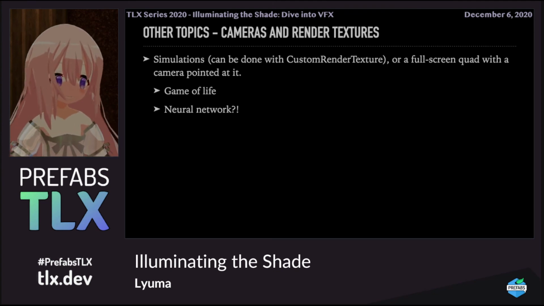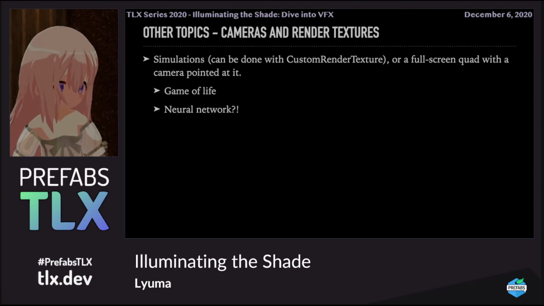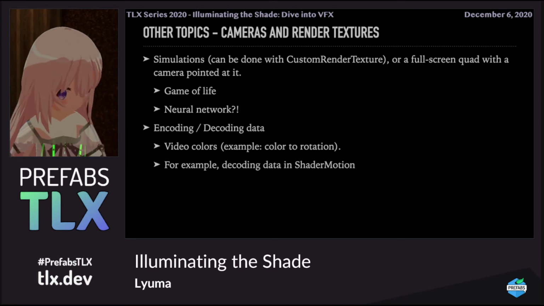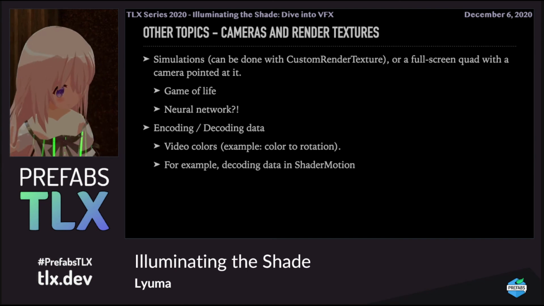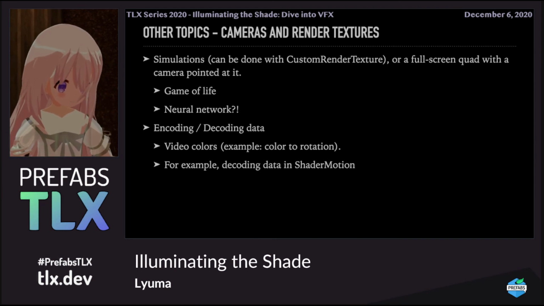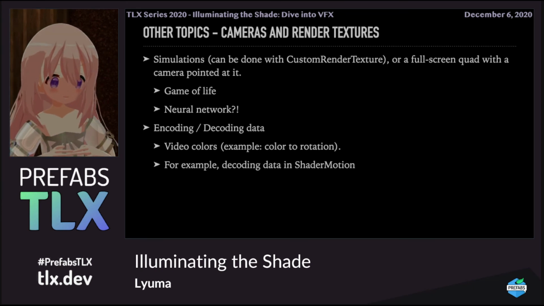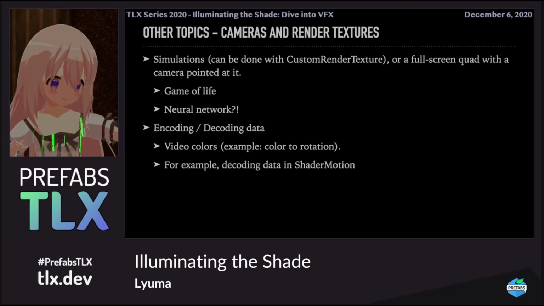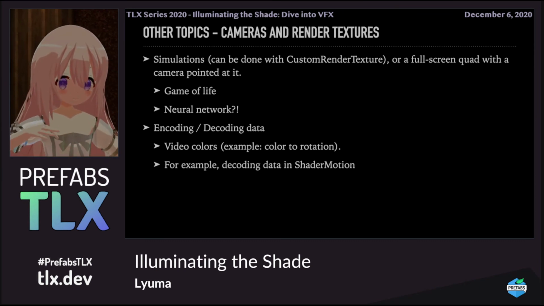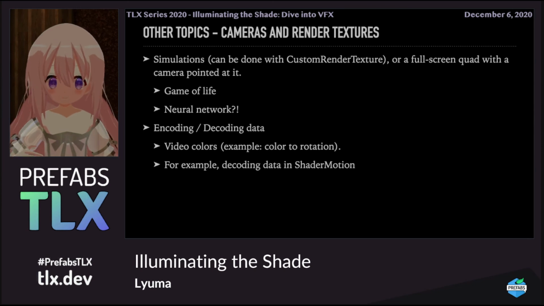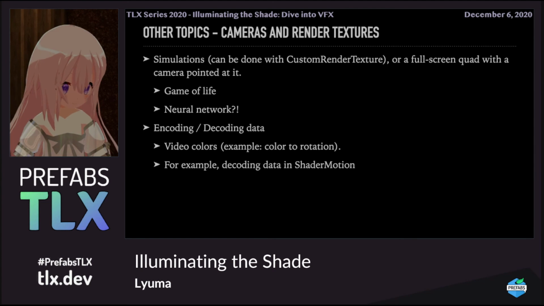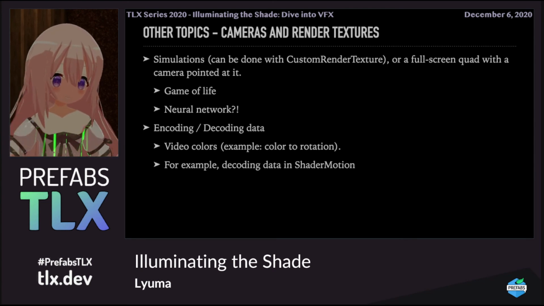Simulations, game of life. I mean, we have some people in the audience who make neural networks. That's another valid way to use them. Encoding, decoding data. If you've ever seen the system called Shader Motion by LOX9973, it actually takes pixels from a video and reads those in the vertex shader to do mesh deformation using the same techniques you would use to make a skinned mesh work. So there's lots of different uses for processing data.